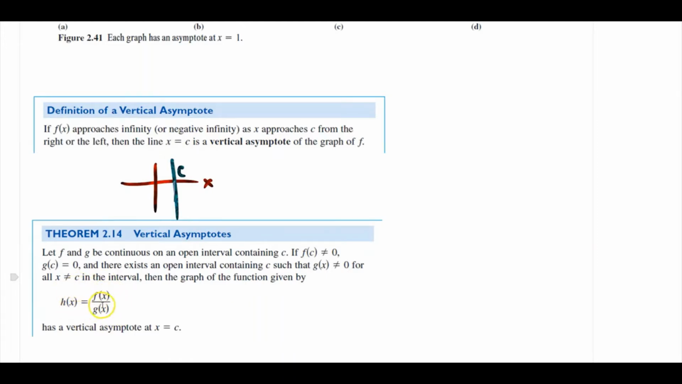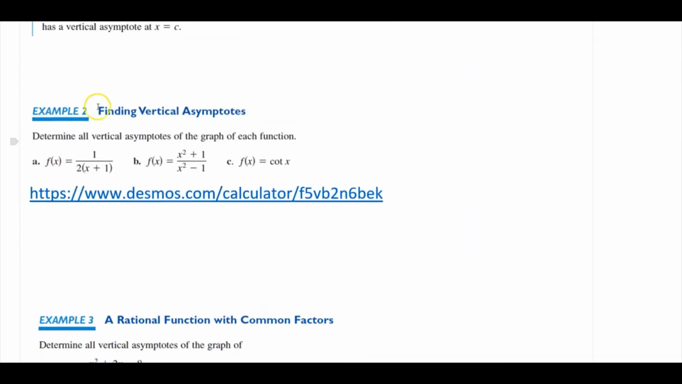So our limit is not going to exist due to the limit going to positive or negative infinity on the right or the left, or both. So, let's look at this. Determine all the vertical asymptotes for the graph of the function in A, the function in B, and the function in C. So, pause the video, think about where our vertical asymptotes are going to be.